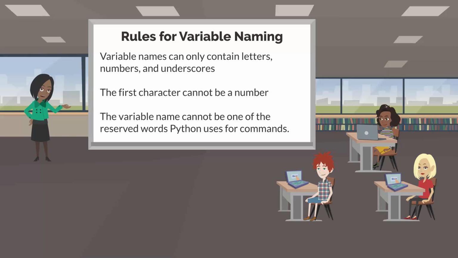Rules for variable naming. Variable names can only contain letters, numbers, or underscores. The first character cannot be a number, and the variable name cannot be one of the reserved keywords like input, print, or while, because Python uses these words for commands. Variable names are case sensitive.